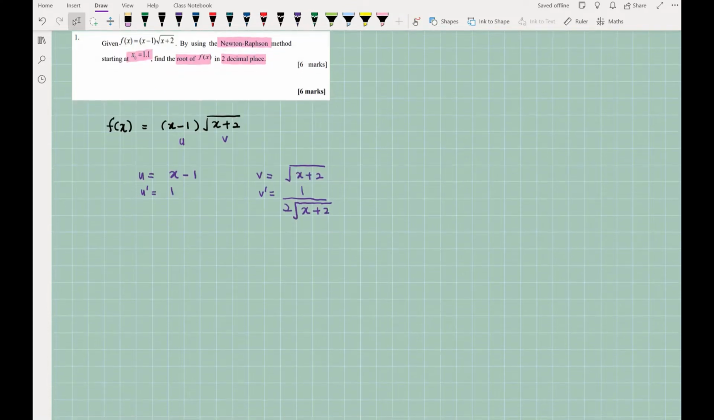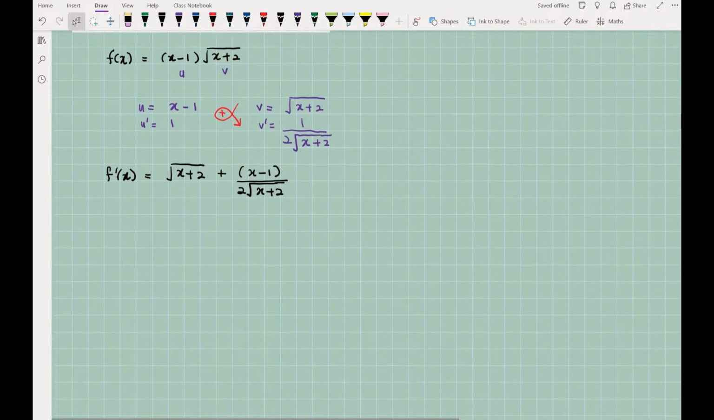Now, macam mana kita nak masuk dalam formula? Ingat balik formula, start daripada V, berakhir dengan V prime. So, di sini mesti tambah sebab dia adalah produk rule. Substitute all that into your formula. You are going to get something like this because square root X tambah 2 darab dengan 1, square root X tambah 2 je lah. Yang lagi satu tu U darab V prime akan duduk atas dan bawah macam tu.